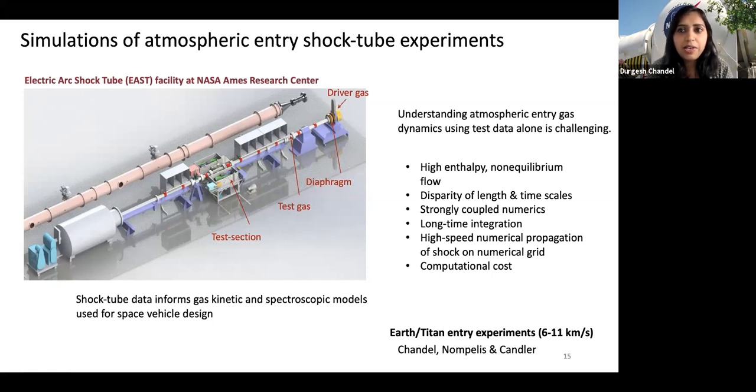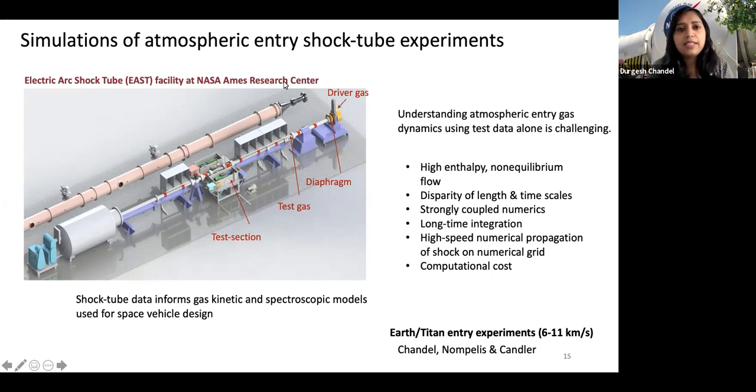project. I will not go into too much detail. I thought it could be too much information for just one talk, so I will just give an overview. Using US3D, we also performed simulations of atmospheric entry shock tube experiments. Basically, the high temperature flow physics surrounding the space vehicle is important for the design of the heat shield, and those re-entry conditions can be replicated in shock tube experiments.